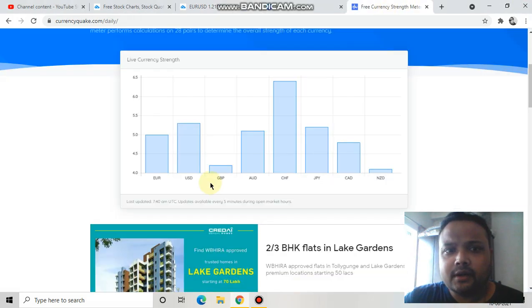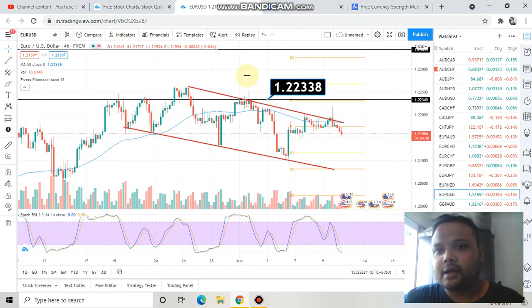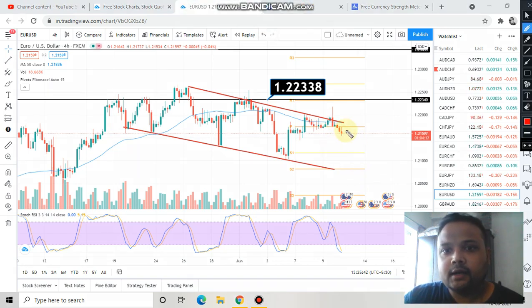And the currency meter is also telling us the same thing. Euro is equally strong in comparison to USD. Therefore I will not short the market. But if you have already shorted the market, then stay in the trade. Or if you want to short the market and take some risk, then it's totally up to you. You can short the market. Just keep your stop loss tight above this level, and the decision is yours.